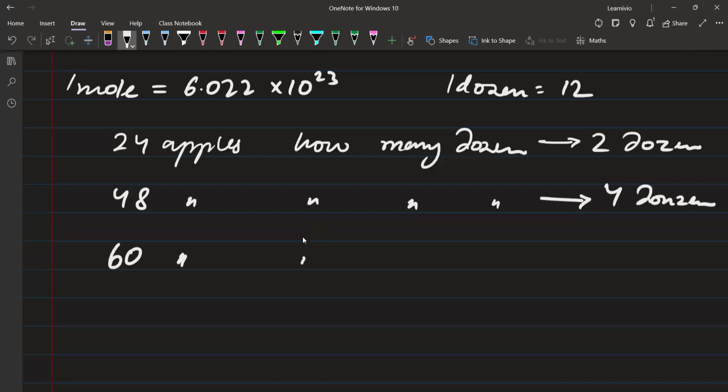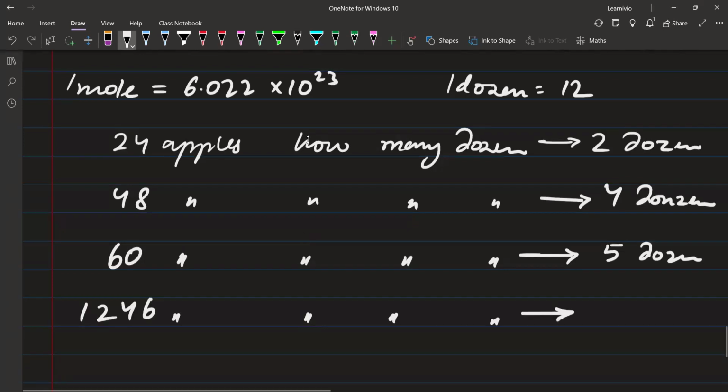60 apples means how many dozen? 5. If I have some other number of apples, how will you calculate the dozens? Tell me the process. What have you done in these cases? We will multiply with 12. You will multiply it? So 48 into 12 is equal to 4? No, sir. Divide by 12. So whatever the number is, it is divided by 12.